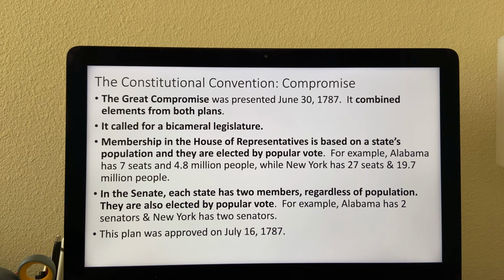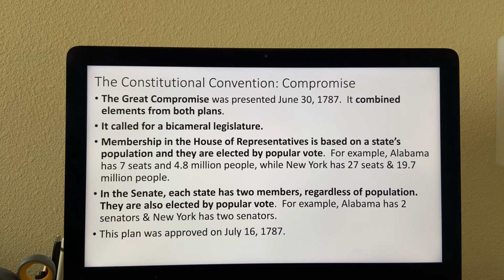And so Roger Sherman composes the Great Compromise that was presented in 1787, and it combines elements from both plans. And it calls for a bicameral legislature. Remember, bicameral means two houses. Membership in the House would be in the House of Representatives, and I will be abbreviating the House of Representatives as HOR from now on, by the way.